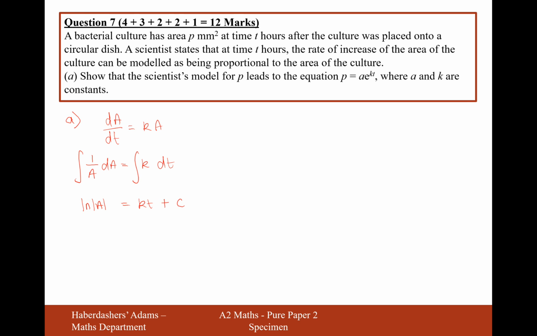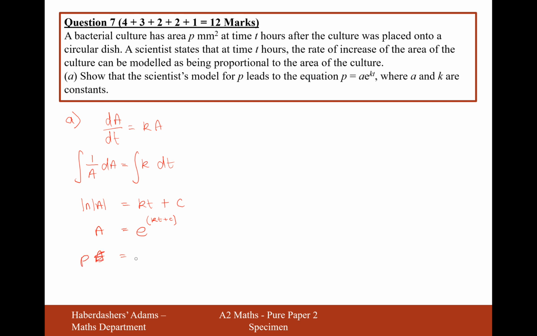Now we need to rearrange this. So how do we undo the ln? Well, we take an exponential. So it's going to be e to the power of kt plus c. Okay, so it's nearly similar to what we've got here. I've used the letter A rather than the letter P. Let me just get rid of that now.